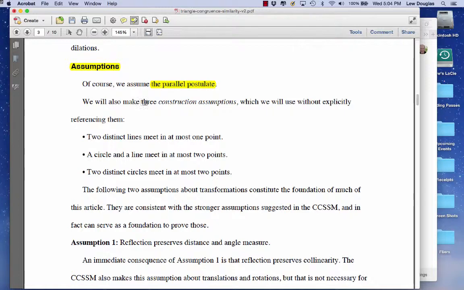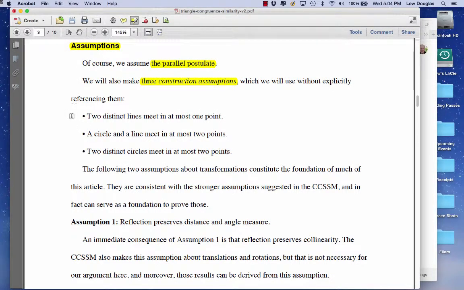Anyway, that said, this is new. We're going to make three construction assumptions, which we'll use explicitly. These are obvious, but we're just saying it. Two distinct lines meet at most one point. A circle and a line meet at most two points, and two distinct circles meet at most two points.